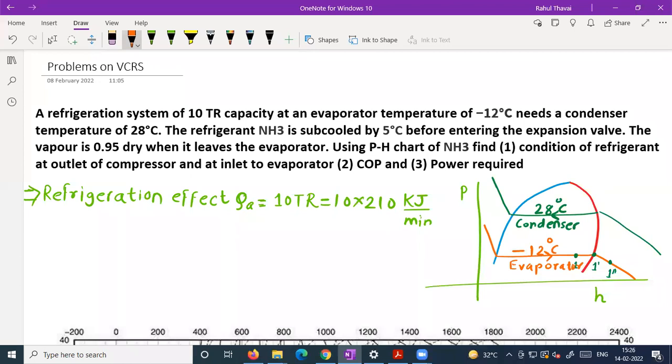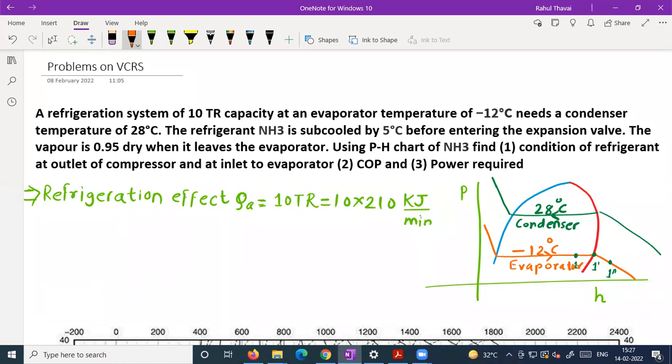And the vapor with greater than 0% moisture is said to be wet steam, wet vapor. I repeat, the vapor with greater than 0% moisture, it might be 0.1, 0.2, anything, is said to be wet vapor. So what do you mean by that? The vapor is 0.95 dry when it leaves the evaporator.